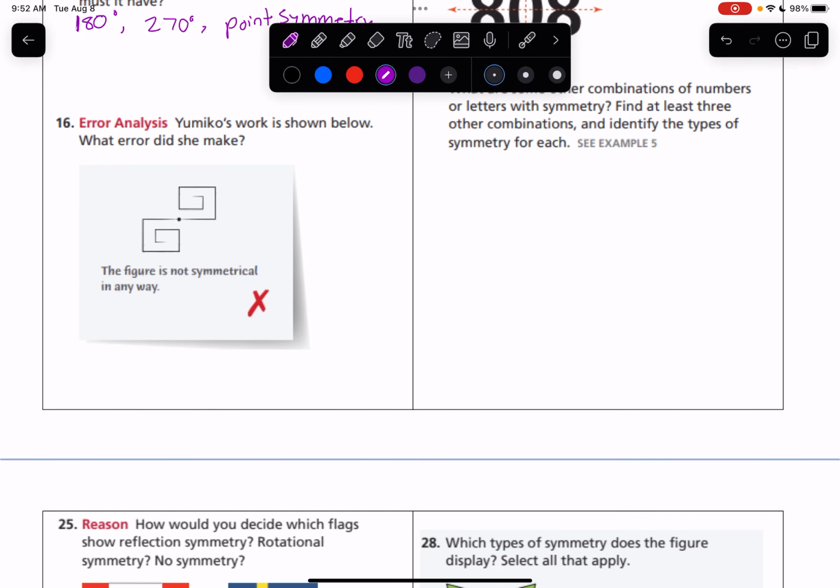Number 16, Yumiko's work is shown below. She says the figure is not symmetrical in any way. However, that figure has 180 degree symmetry. It has point symmetry. The figure has 180 degree rotational symmetry, also known as point symmetry.